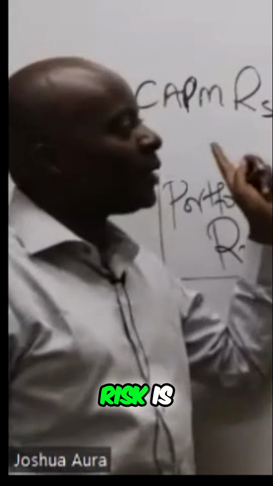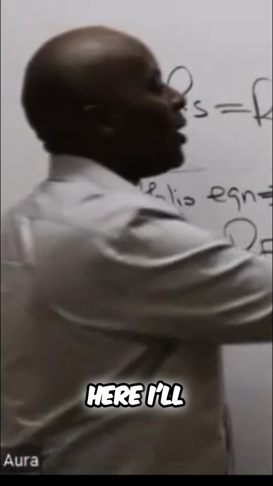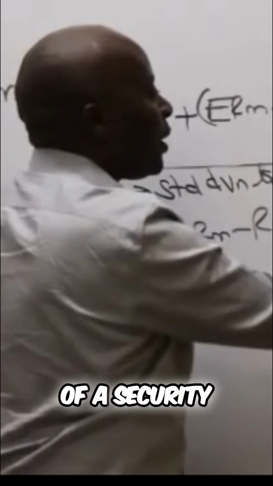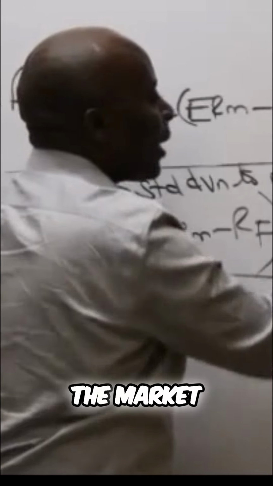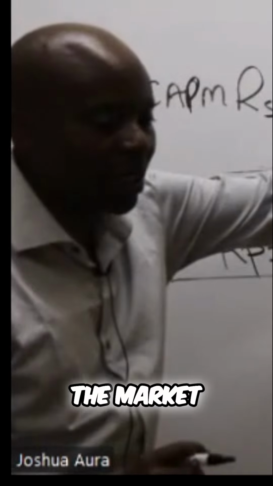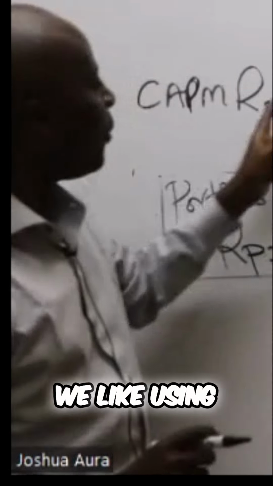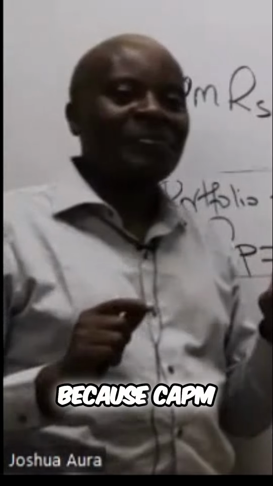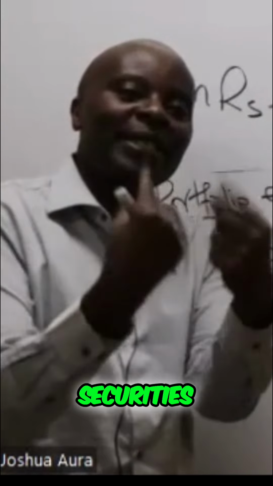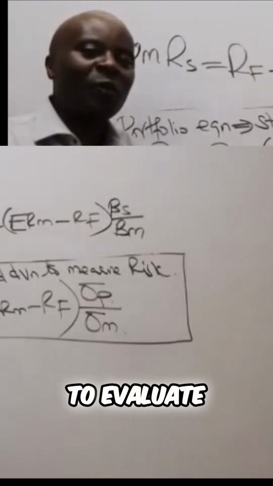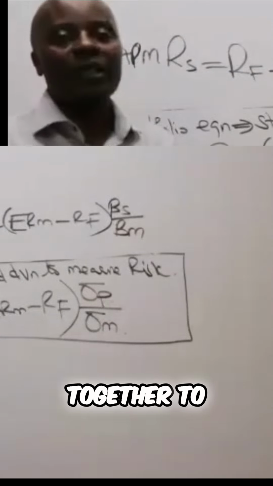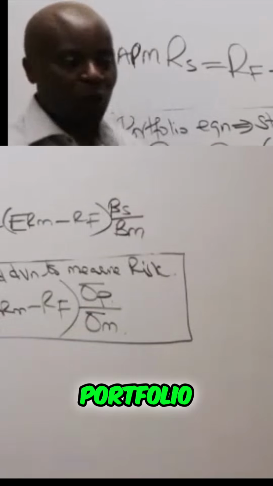Systematic risk is measured using beta, and that is why here I'll talk of beta of a security all over beta of the market. For CAPM, we like using security because CAPM can be used in this case to also evaluate individual securities. CAPM can be used to evaluate securities, including what here, when those securities are combined together to give us a portfolio.